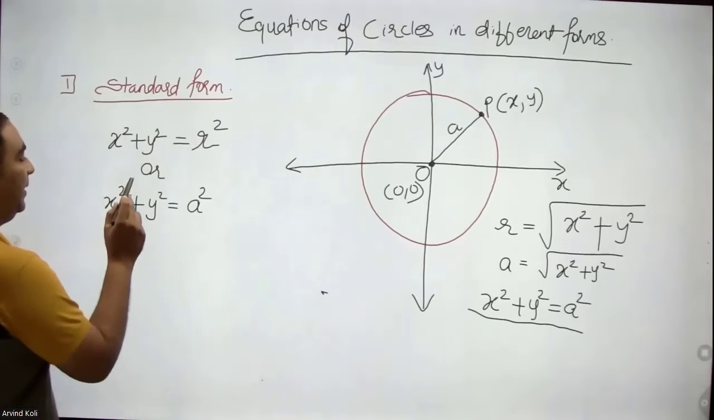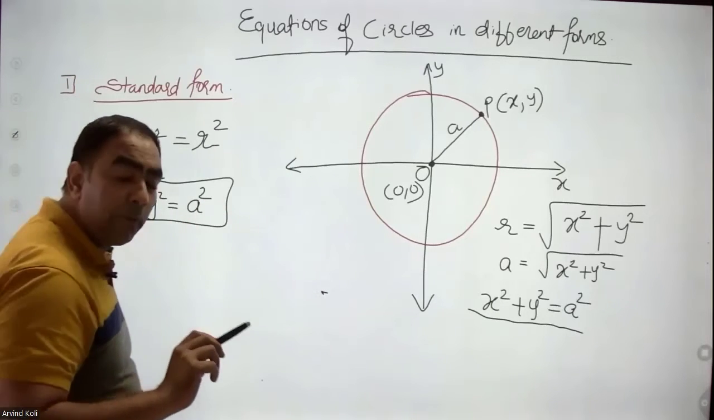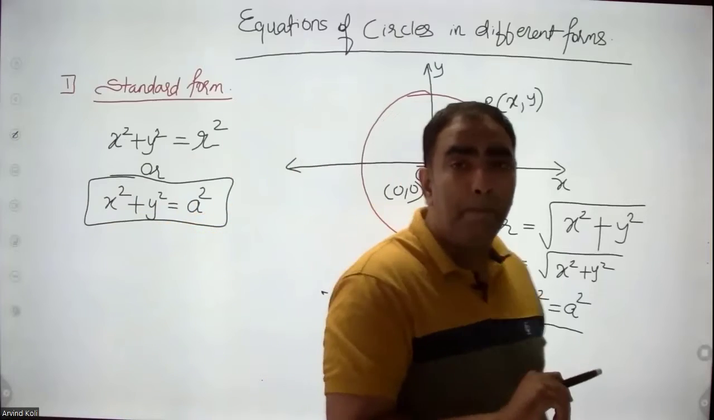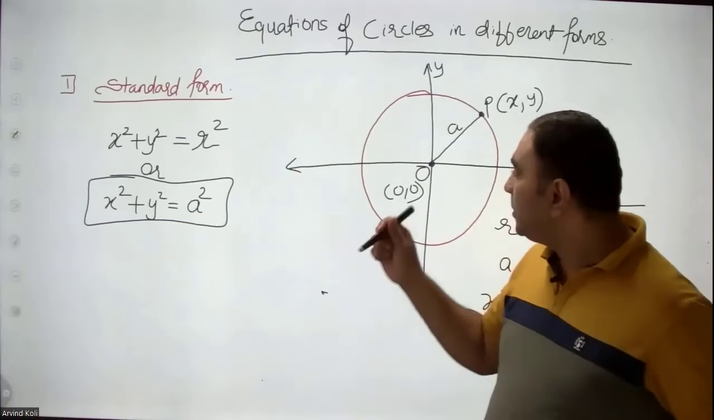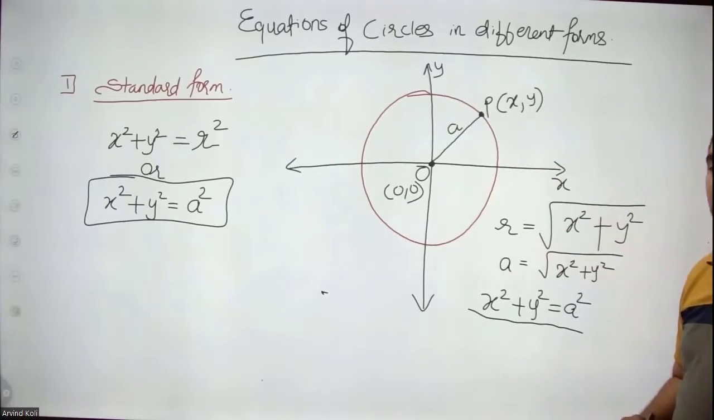So this is your standard form. Standard form का मतलब हमें याद रखना है. Standard form का मतलब center of the circle will be at origin. The center of the circle will be at the origin. I hope this part is clear to all of us. This is your first formula. Please make a note of it.